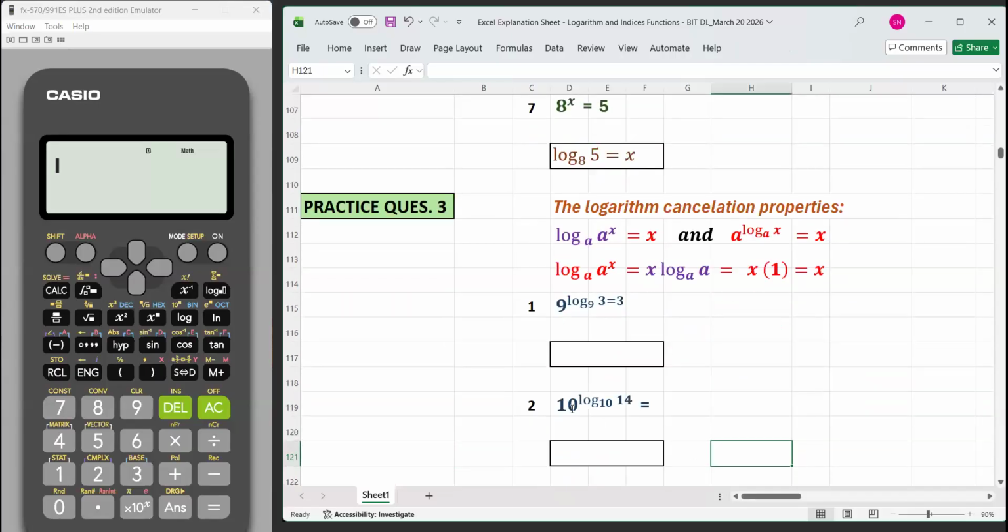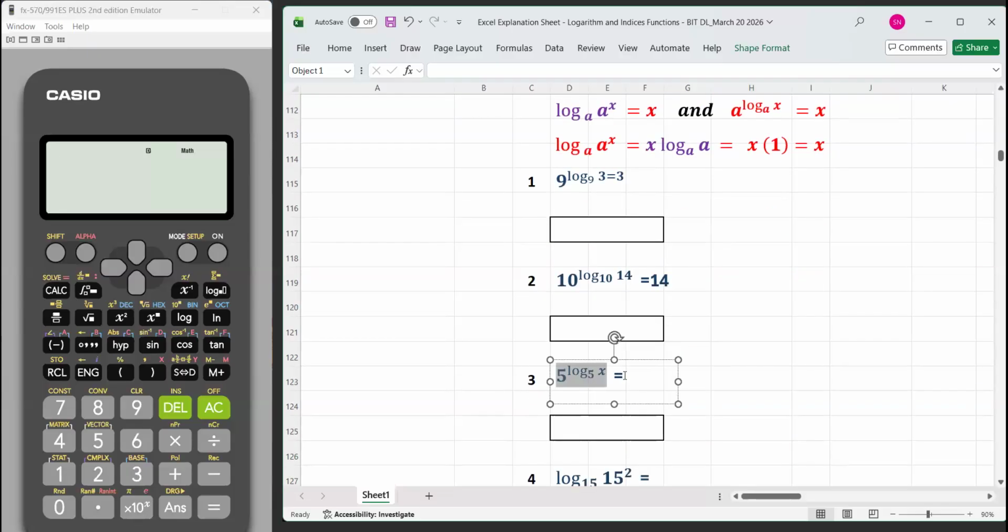The second one, 10 raised to the power log of 14 base 10. This should be equal to what? 14. And the next, 5 raised to the power log of x base 5. This should be equal to what? x. Okay, so these are that cancellation.